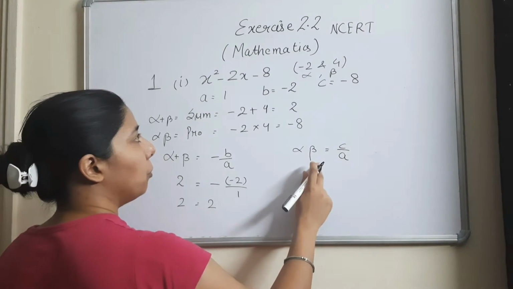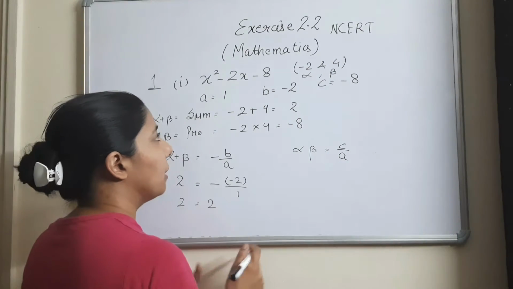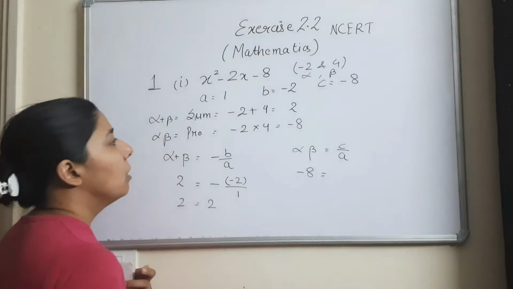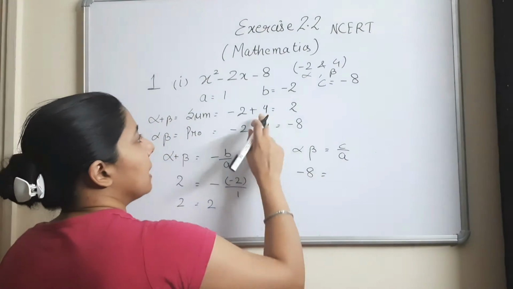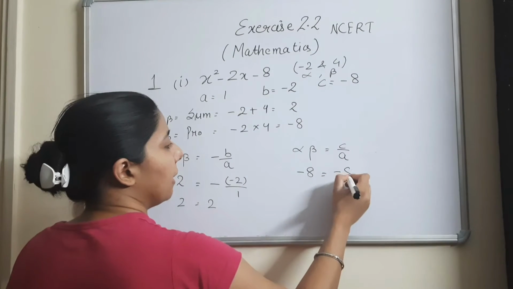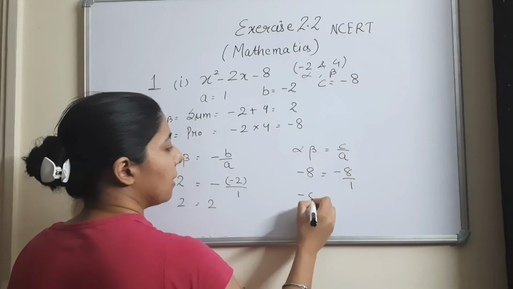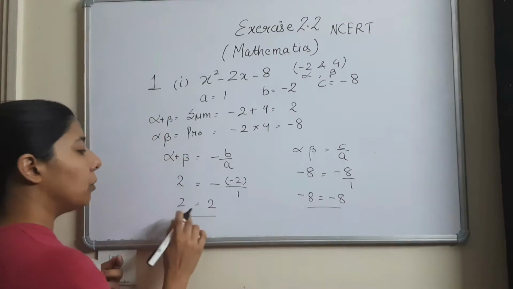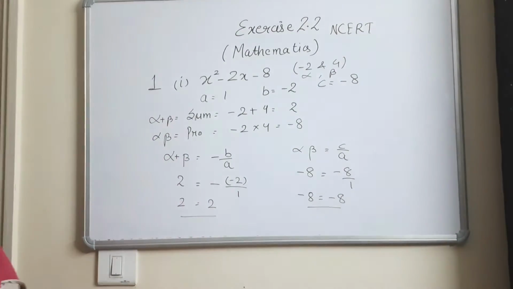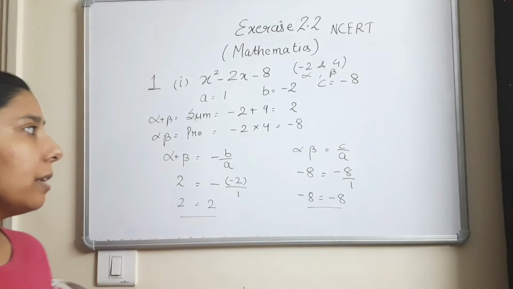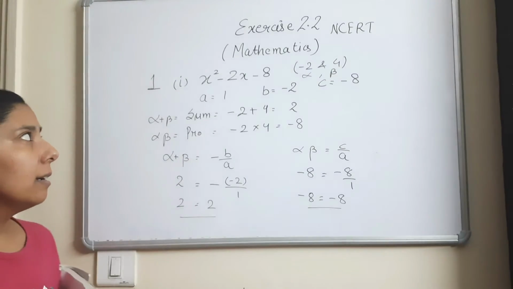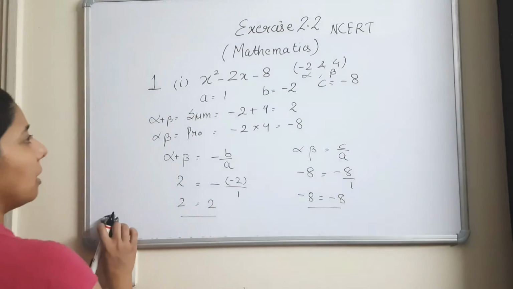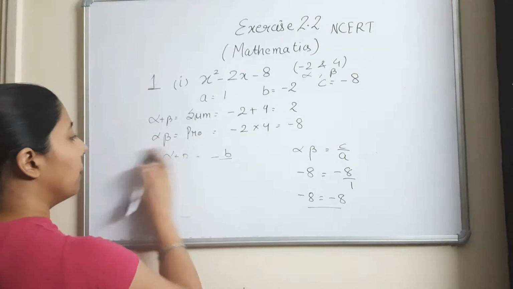Similarly, you can verify for the product: alpha beta is equals to c by a. And what is alpha into beta? That is minus 2 into 4, that is minus 8, is equals to, what is c? c is here minus 8, and what is a? That is 1. So minus 8 is equals to minus 8. Now both the sides came equal, 2 equals 2 and minus 8 equals minus 8. So your result is verified here. And this is the solution of question number 1, first part. Let's go to the part number 2.